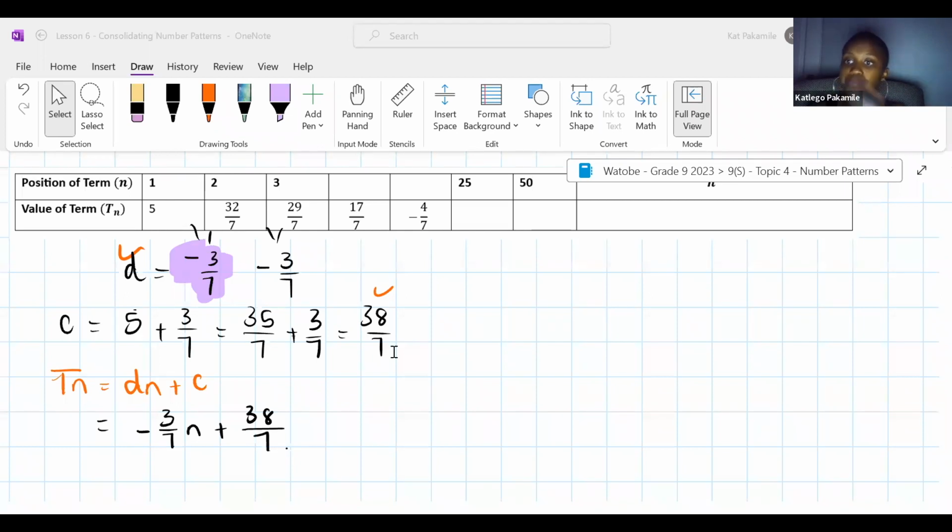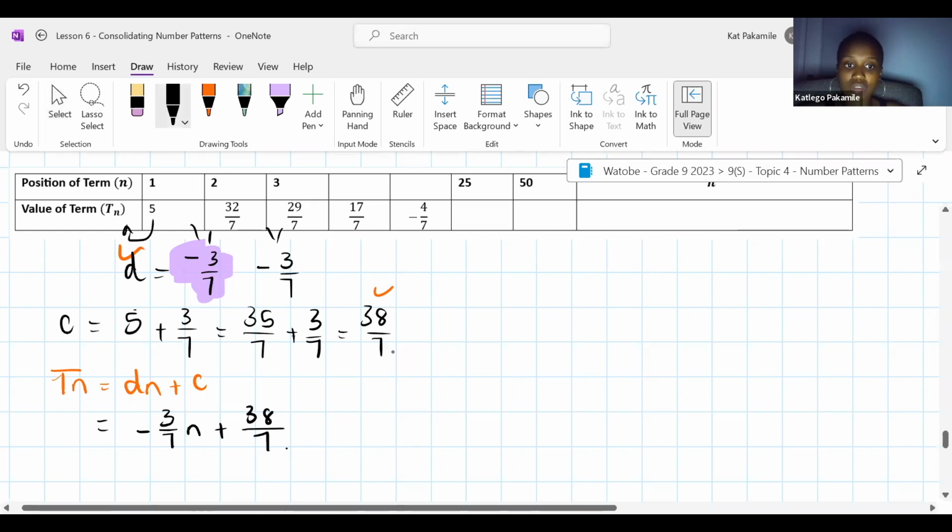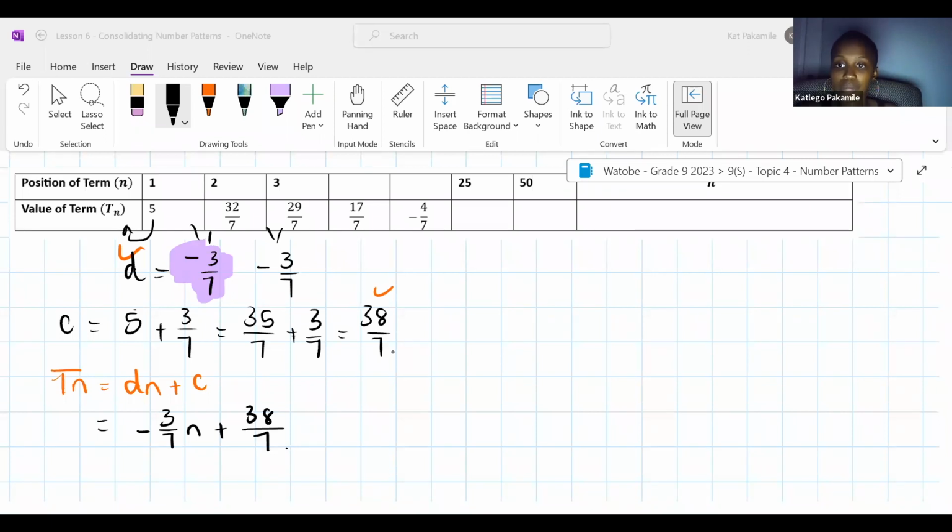Ma'am, can I ask how did you get the 38 over 7? I went backwards. Do you agree that we are subtracting 3 over 7 going forward? Yes, ma'am. So if you're going to go backwards to find the term before this, you would have to add 3 over 7. Oh. So then I just put 5. I wrote it as a fraction over 7, and then I added. Yes, ma'am. Do you understand? Yes, ma'am. Thank you, ma'am. You're welcome.